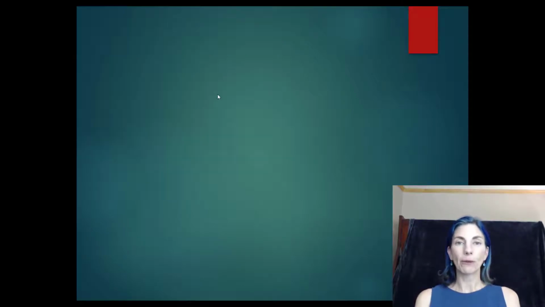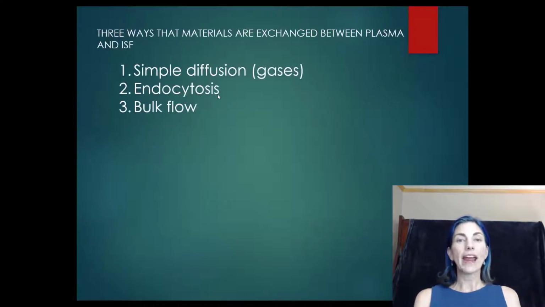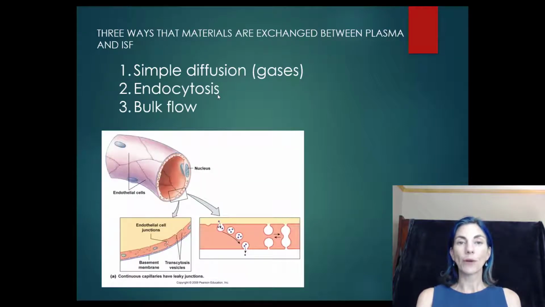So now we'll look at three ways that plasma exchanges materials with the interstitial fluid. So they are relying just on simple diffusion. That is done with the gases. So oxygen and CO2 both just move down their concentration gradients via simple diffusion. But the endothelial lining will also participate in endocytosis as shown here.